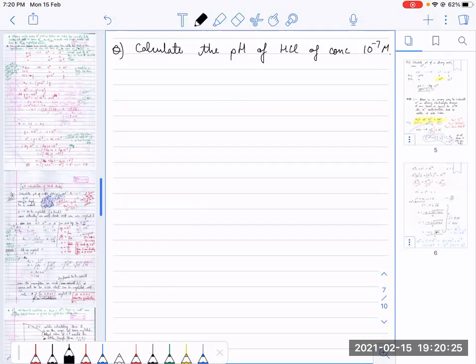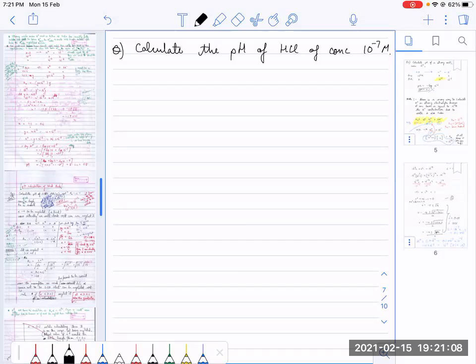So I got pH equal to minus log of 2 into 10 to the power minus 7. And by doing that in the calculator, I got 6.69. Okay. I think that the answer is about that only, 6 point. You have got 6.69. Okay, 8 or 6.6. 6.6, yeah. The answer is about that.